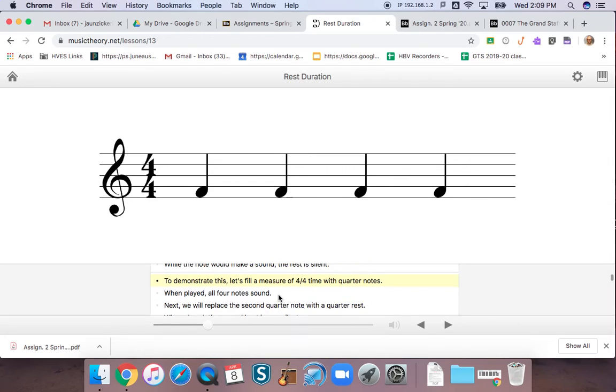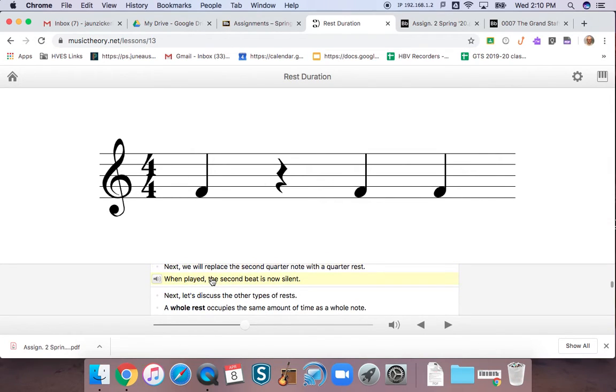To demonstrate this, let's fill a measure of 4/4 time with quarter notes. Ta, ta, ta, ta. That's what we're taught. Students are taught that it's going to sound like ta, ta, ta, ta. When played, all 4 notes sound. Next, place a quarter note with a quarter rest. Now it would be ta, ta, ta. Or I'm going to whisper the word rest just so we understand what's going on. Ta, rest, ta, ta. That's what that would sound like. When played, the second beat is now silent.